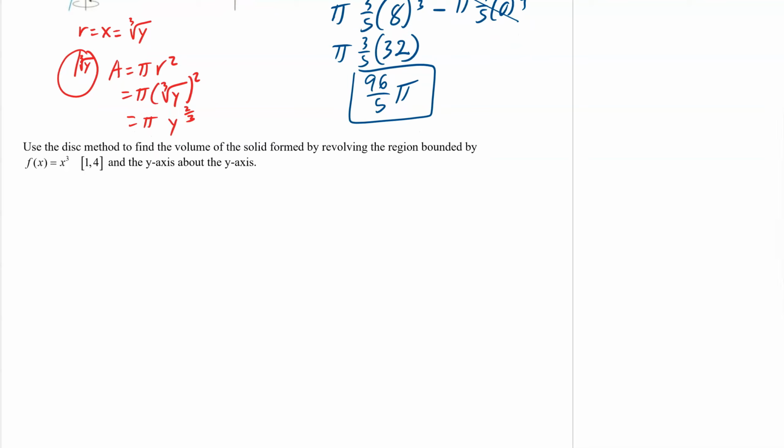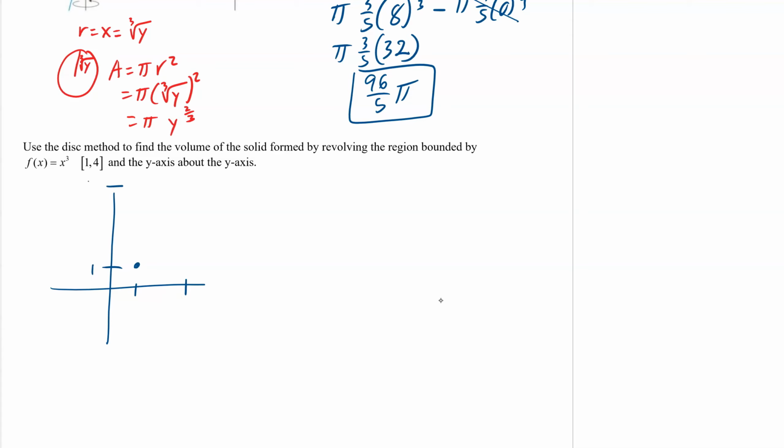So now it says use the disk method to find the volume of the solid formed by revolving this region bounded by this and the y-axis about the y-axis. So we already know how x cubed looks from 1 to 4. If you plug in 1, you're going to get 1. And if you plug in 4, we're going to get 64.